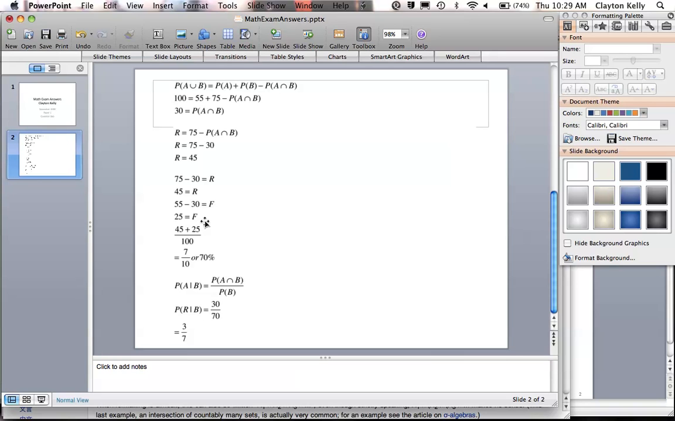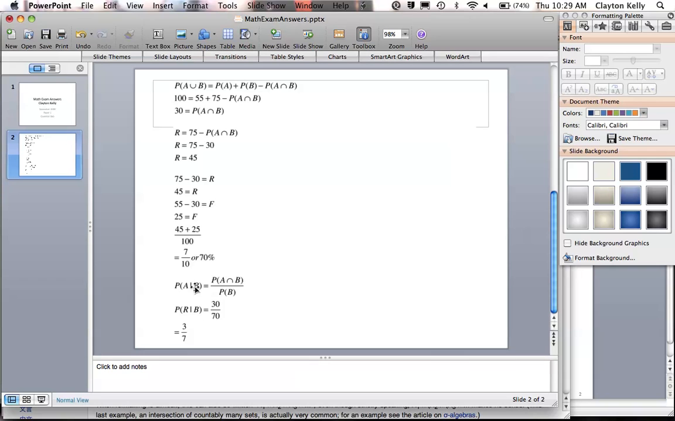Now, in order to find the probability of one boy selected at random playing one sport, we can see that 45 plus 25 equals 70. So that's the total number of boys who play one sport, and 70 divided by 100 can be reduced to 7 over 10 or 70%. Therefore, the probability that a random boy selected plays only one sport is 70%, or 7 over 10.